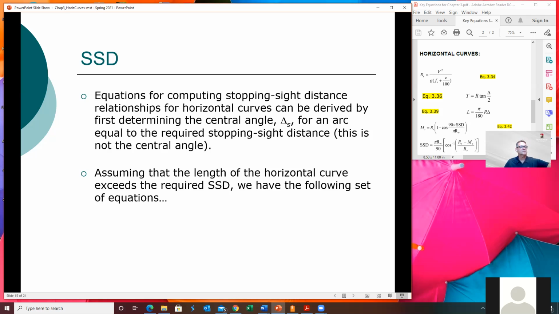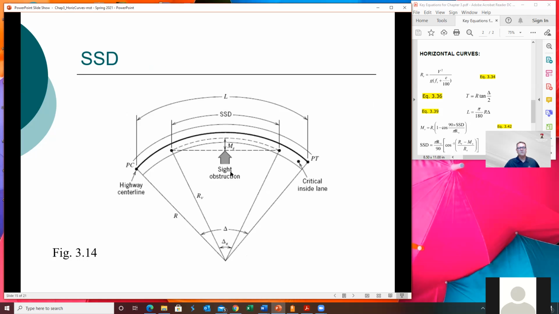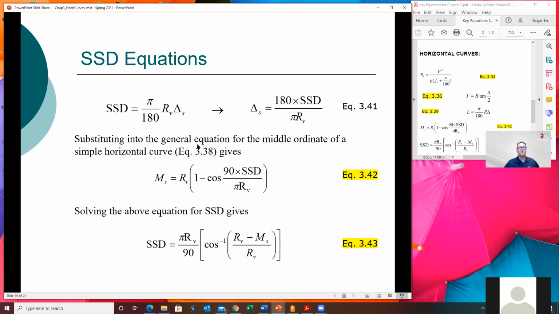Basically, in order to calculate the stopping sight distance, we have some equations. I'll just skip to the actual equation slide here. You look at the stopping sight distance and relate it to this delta sub S that was in the previous slide, and you can calculate delta sub S is related to the stopping sight distance. You can derive it directly from this figure 3.14.